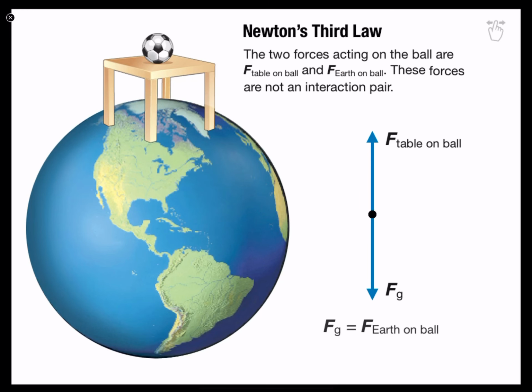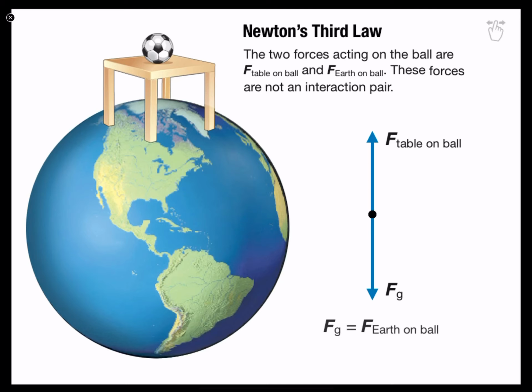First off, we see our free body diagram, the way that we had drawn them previously. The ball is sitting on the table, so we have forces acting on the ball. We have the force of gravity, that's the force of the Earth acting on the ball. We have the table pushing upward on the ball. Now these forces are not an interaction pair. These are two different forces that are acting on the ball, the object represented by the dot.